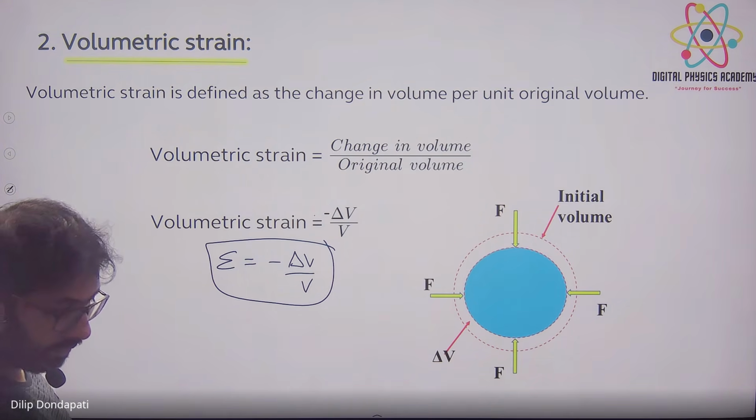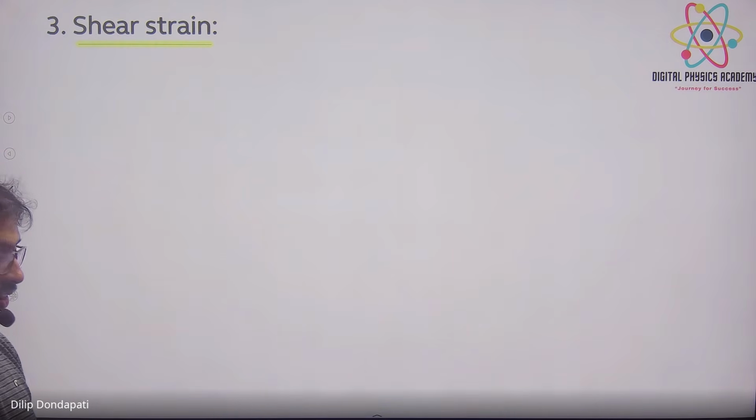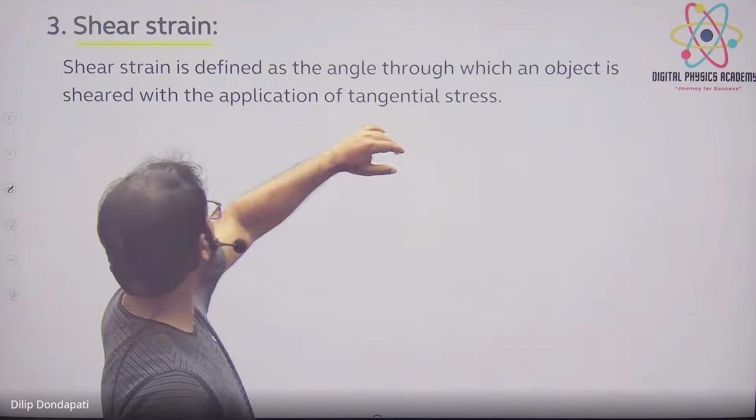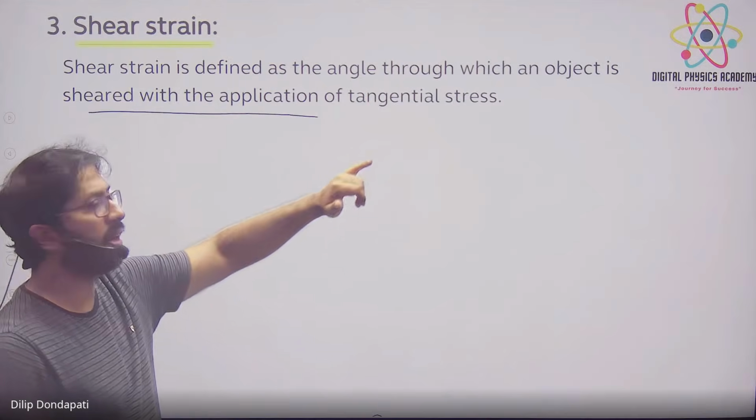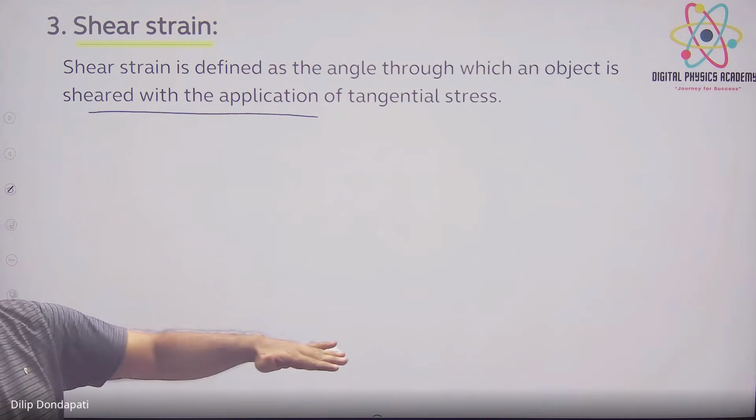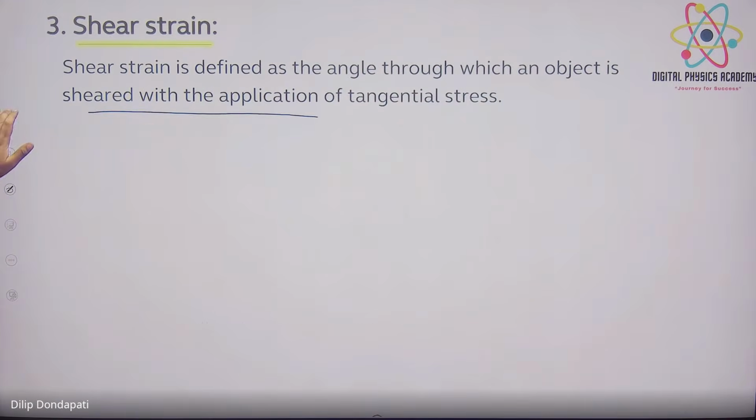Done? Yes. Next one is shear strain. Shear strain क्या है आपको? देखो, defined as the angle through which the object is sheared by the application of tangential stress. I am applying a tangential stress. कितना एंगल घुमा है? That is nothing but shear strain.